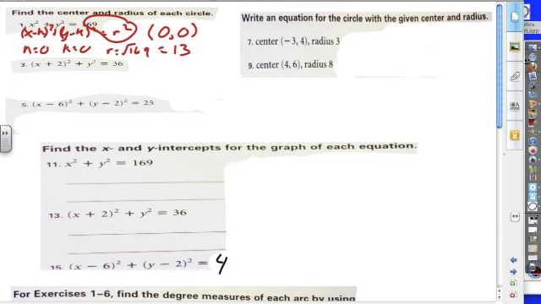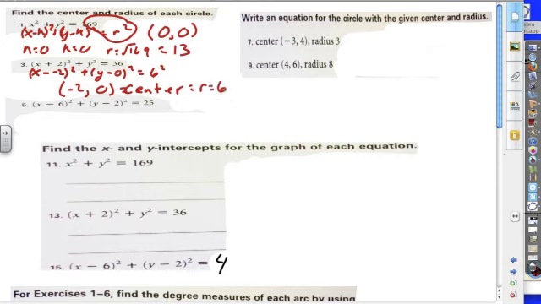X minus h, so I got to change this to x minus a negative 2 squared plus y. Again, there's nothing there, so I'll put a 0. Squared equals 6 squared this time. 36, square root of 36 is 6. So my center is at negative 2, 0. And my radius is 6.